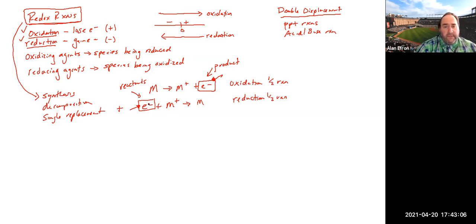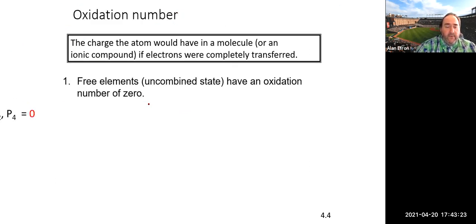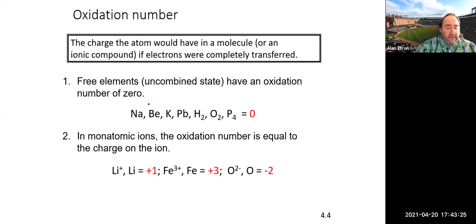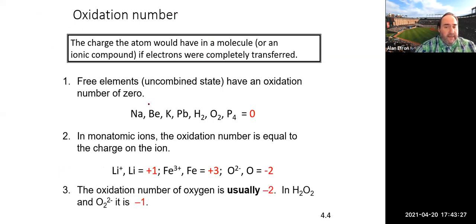So we saw some examples of redox reactions last time. And how do we know what is changing in terms of the oxidation number? We do look at oxidation number to help us decide what is being oxidized and what is being reduced. So let's talk a little bit about how you properly assign oxidation numbers. These are also sometimes referred to as oxidation states.